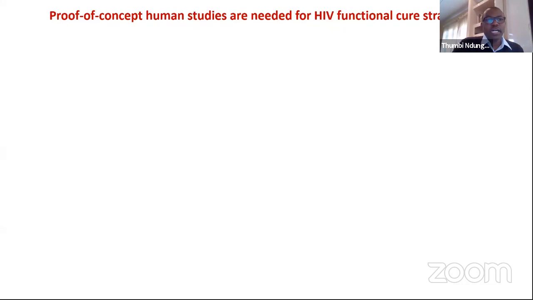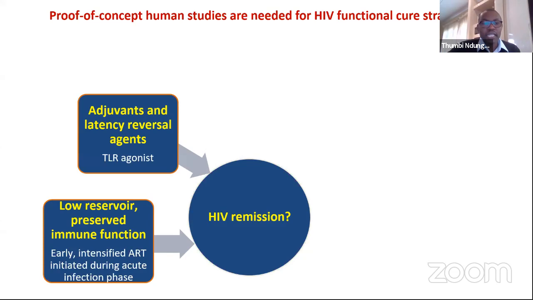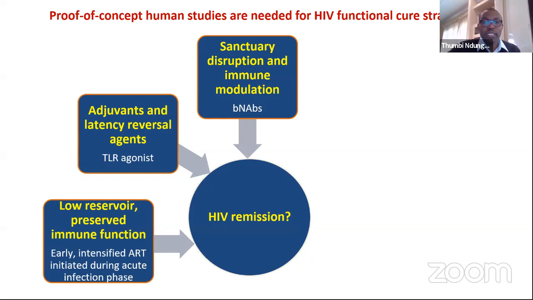So we are planning now to use this cohort for proof of concept human studies for functional cure. And our hypothesis is that because we are starting antiretroviral therapy very, very early during acute HIV infection and preserving the immune function through early intensified antiretroviral therapy that is started during the acute phase, this could be a pathway to achieve HIV remission, particularly if it is combined with latency reversal agents, such as toll-like receptor agonists, as well as broadly neutralizing monoclonal antibodies that can penetrate into the reservoir sites where the virus hides.